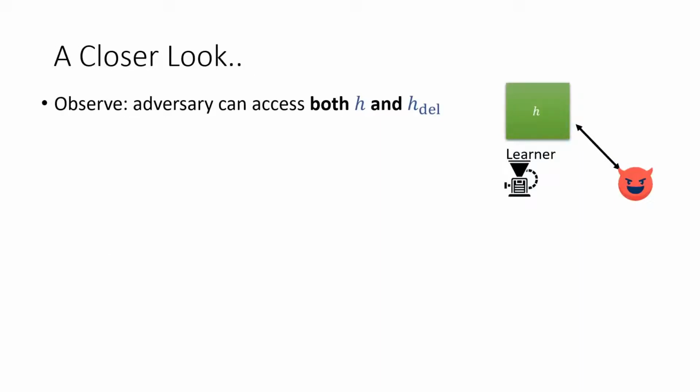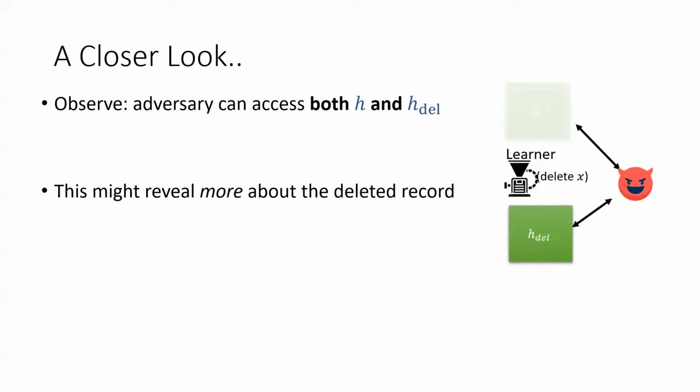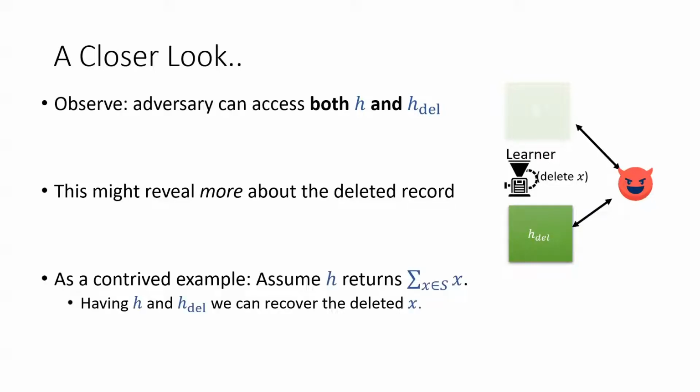An adversary can observe both versions of the model. Here, the adversary already observed the model before deletion, and after the deletion request, the model gets updated. The adversary queries the second model. And here's the problem. As a contrived example, suppose that our model returns a summation of records in a set. So for a single record, the model preserves its privacy to some extent. However, an adversary who queried both models can then exactly infer this record E by just applying a single deduction. So in this example, the deletion operation totally destroys the privacy of the record.